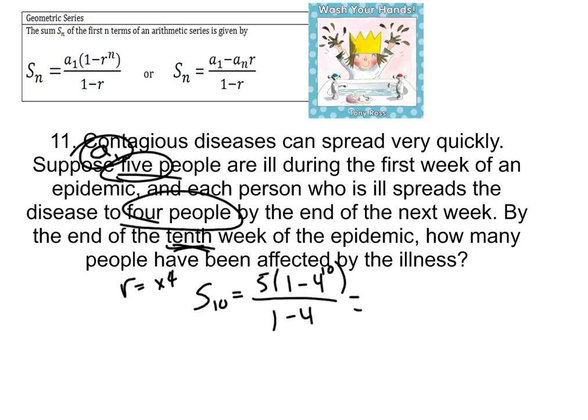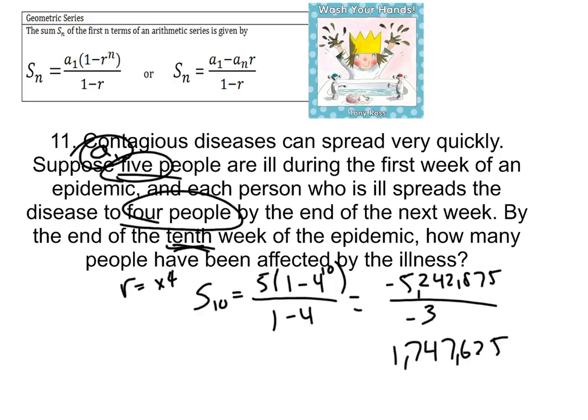So 1 minus 4 raised to the 10th power. 4 to the 10th power is pretty big. Times 5. This becomes negative 5,242,875, all over negative 3. So 1,747,625. Yeah, a little over 1 million people by the 10th week.